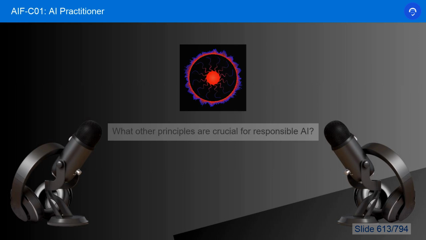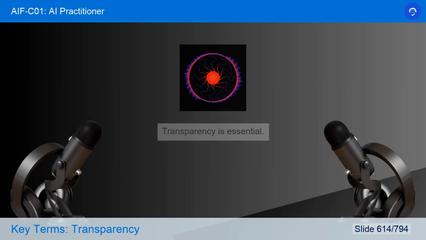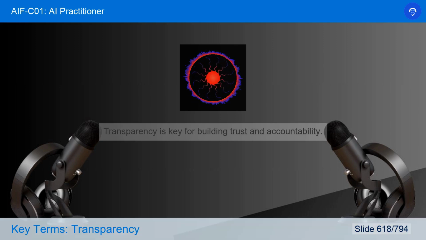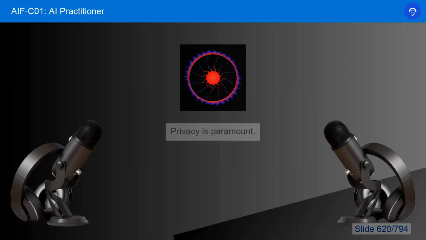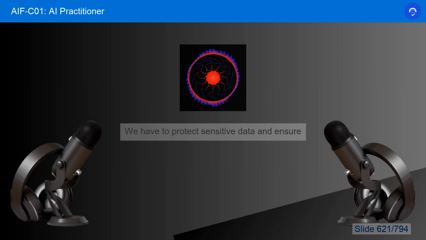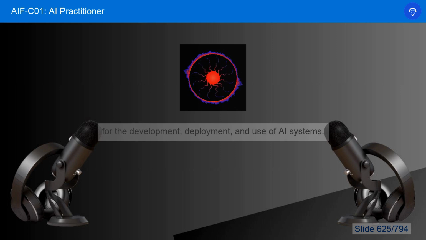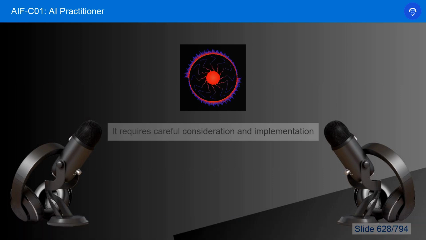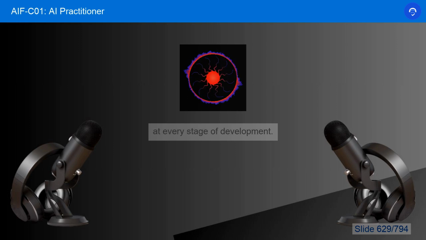What other principles are crucial for responsible AI? Transparency is essential. Our AI systems need to be understandable. We should be able to grasp how they work and why they make certain decisions. Transparency is key for building trust and accountability. What else should we consider? Privacy is paramount. We have to protect sensitive data and ensure that our AI systems respect individual privacy. And finally, there's accountability. We need clear lines of responsibility for the development, deployment, and use of AI systems. Someone needs to be answerable if something goes wrong. So responsible AI is an ongoing process.